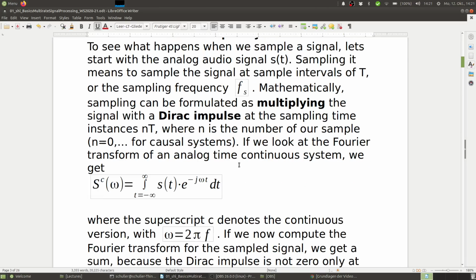And if you assume causal systems, meaning they start at some point, then we can set the first sample to n equals 0. So if we look at the Fourier transform of an analog time continuous system, we get this. Here you can see t starts at minus infinity, so this is non-causal, and goes up to infinity. This is the more general case. So the Fourier transform is fairly generic, right? We just assume that s starts at some point in time, so that this minus infinity is more for theory, or to cover any starting point.